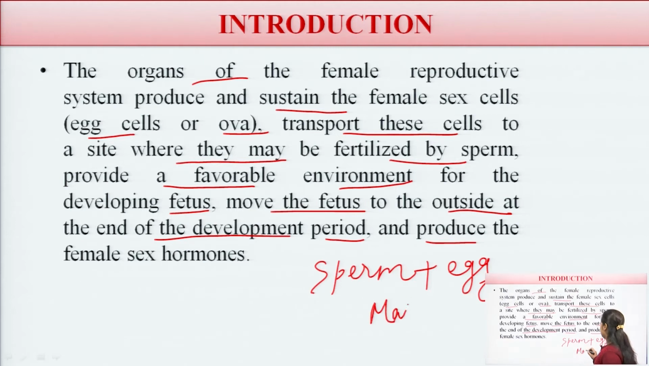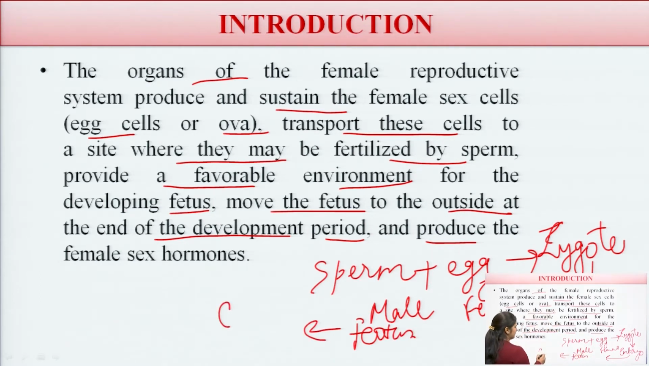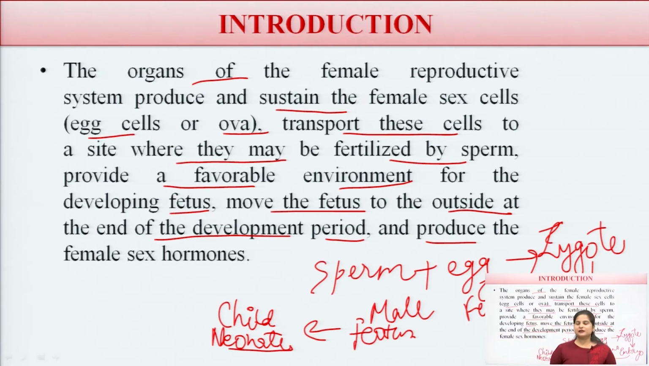So there are sperm cells in the male and egg cells in the female, and together they form a zygote. After that it forms the embryo, and after that, for the further process, it forms the fetus. After that, when it comes out, it is a child. So this is the process.